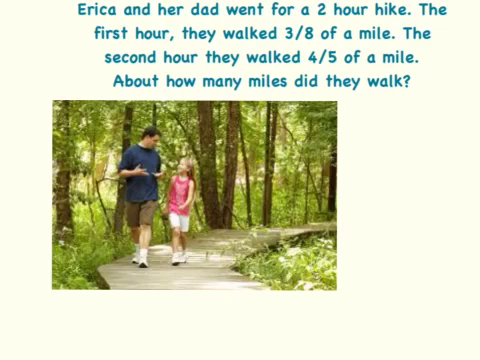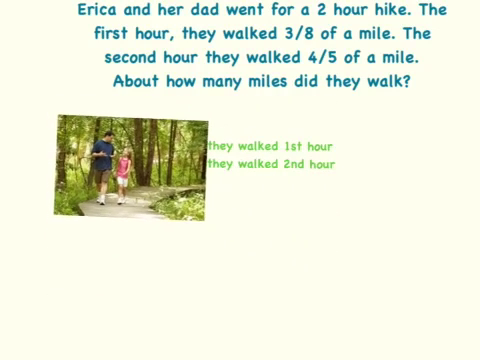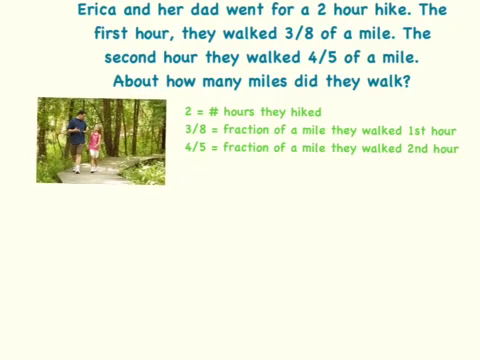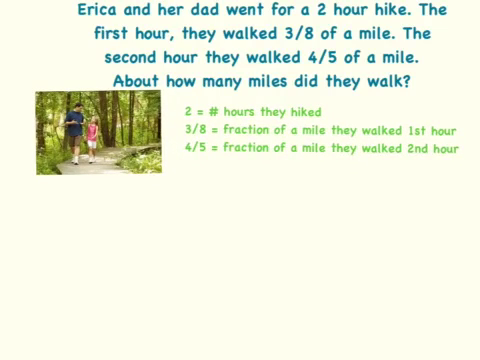The first thing we have to do, as usual, is pull out our numbers. So, here we go. And that was easy. 2 is the number of hours they hiked. 3/8 is a fraction of a mile they walked in the first hour. And 4/5 is the fraction of the mile they walked in the second hour.